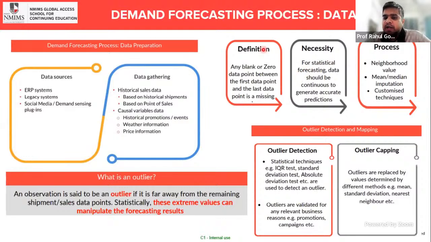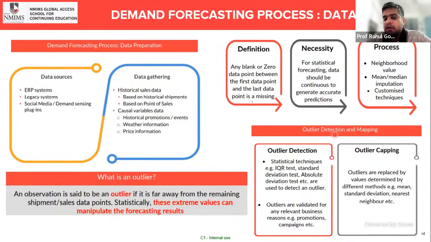So what are some of the outliers? Any blank or zero data point between the first data point and the last is missing data, right? So one is outlier data. There could be a time series wherein you can have missing data points, right? Even missing data points or an intermittent time series wherein more than 30% of your data is missing can make it difficult for you to do the prediction, right? So you also need to identify if there is any missing data or intermittent time series, because you have to have a time series which is continuous in nature to be able to forecast, right?